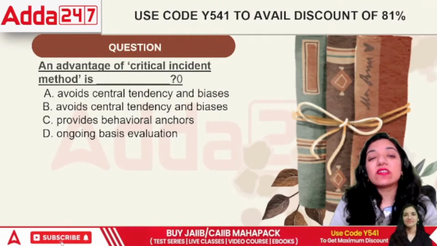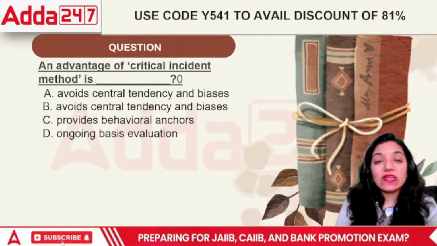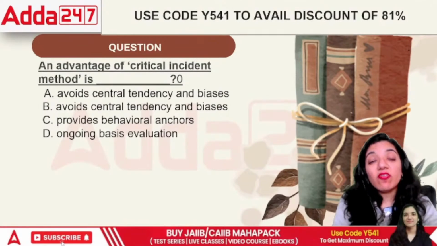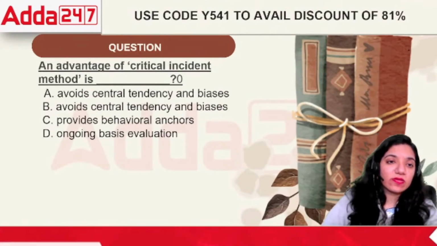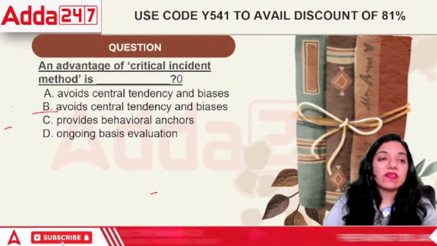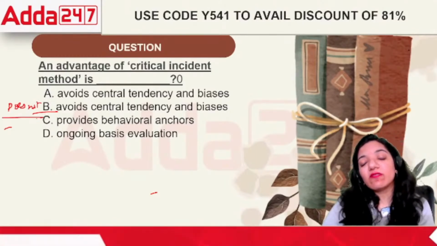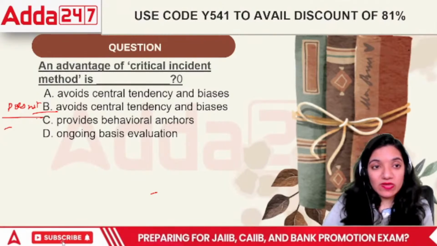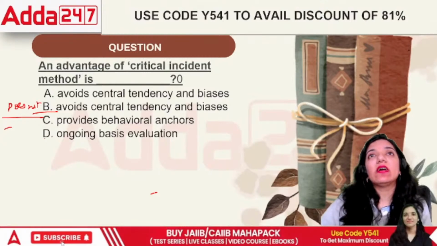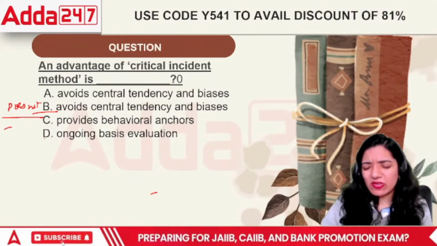Next point is, what is the advantage of the critical incident method? If I talk about the critical incident method, in this case it avoids central tendency and biases. Avoids central tendency, does not avoid. Critical incident method, this is a method that is used in terms of controlling there. In terms of controlling, we sometimes decide that one particular method would be looked forward to. Actually, no. Critical incident method is a part of, rather, leadership.